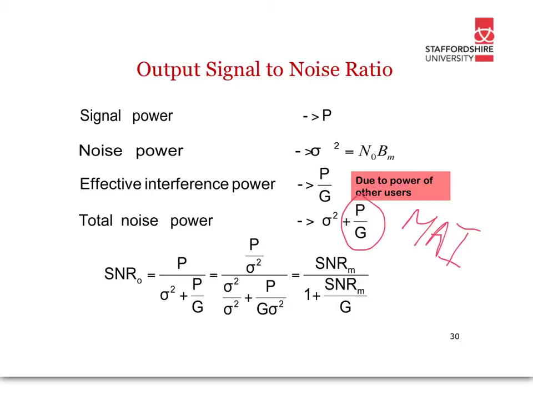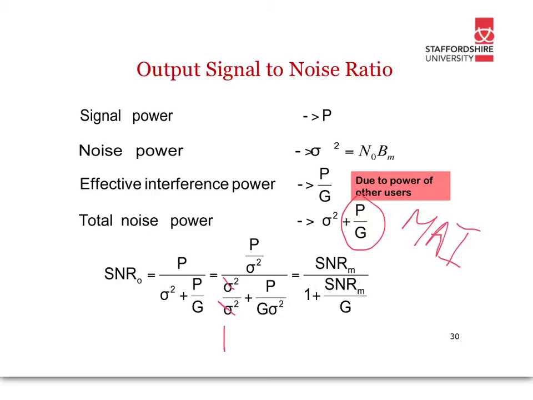So this is the addition of the noise and the multiple access interference: P over sigma squared plus P over G. If we divide every single term by sigma squared, that gives me P over sigma squared over sigma squared, which cancels to 1, plus P over G sigma squared.